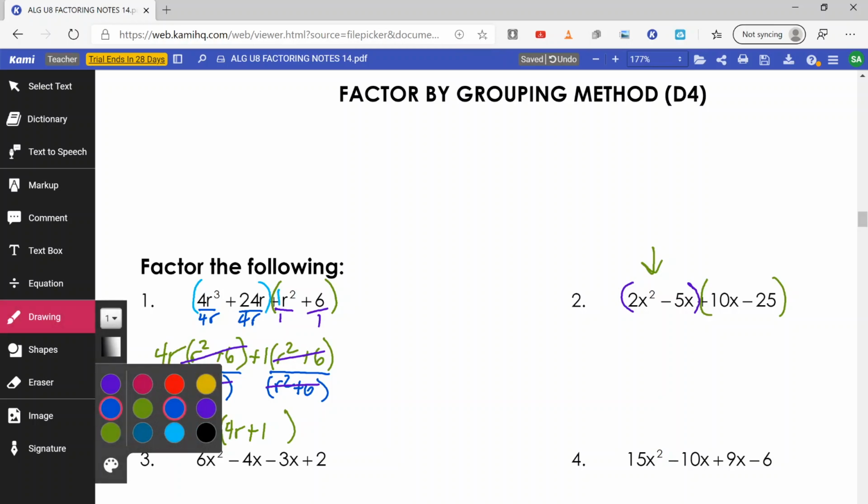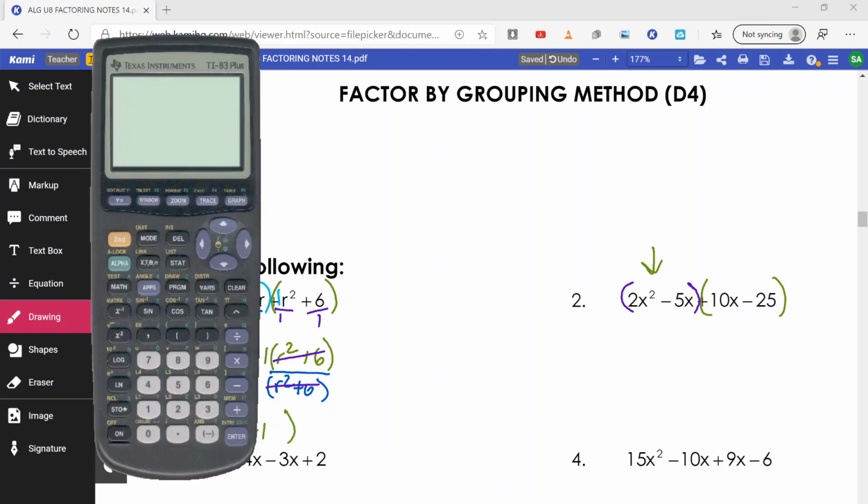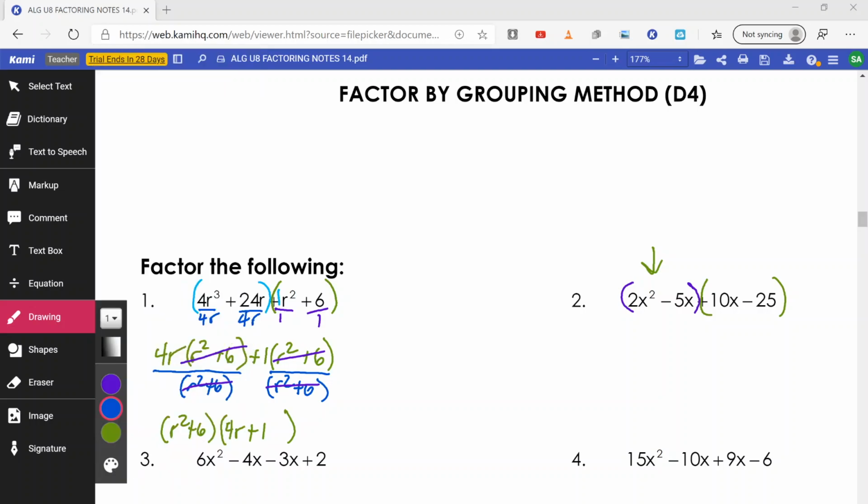If I try to find the common factor between 2 and 5, again, we can always use the calculator if we need to. So math, number, and GCD. And we're going to put in 2 comma 5. And we just get a 1. So there is no number that I can divide off of 2 and 5 to make them any less. However, both of them have that letter x. So x squared and x. Again, when I pull off a common factor, I can only pull off the smaller amount. So x squared versus x, I can only pull off an x.